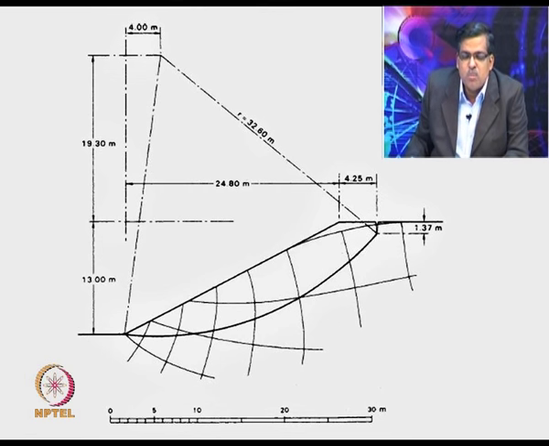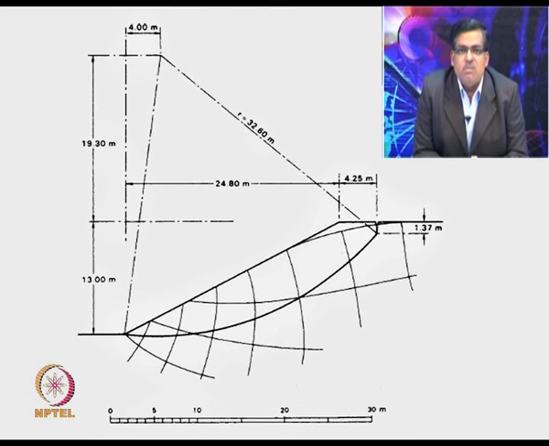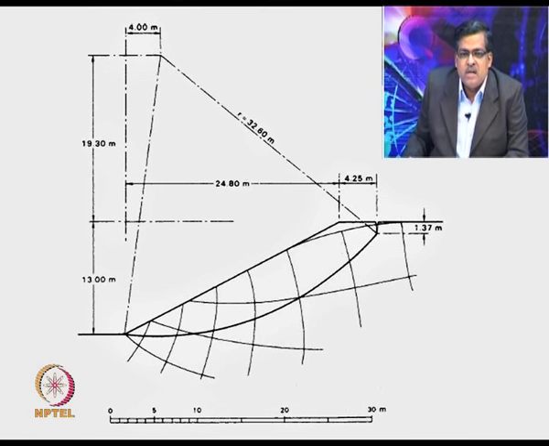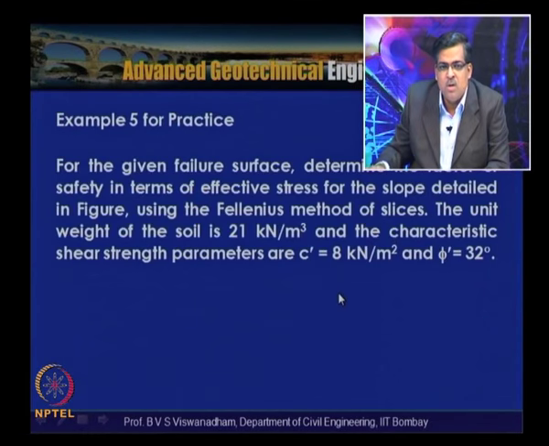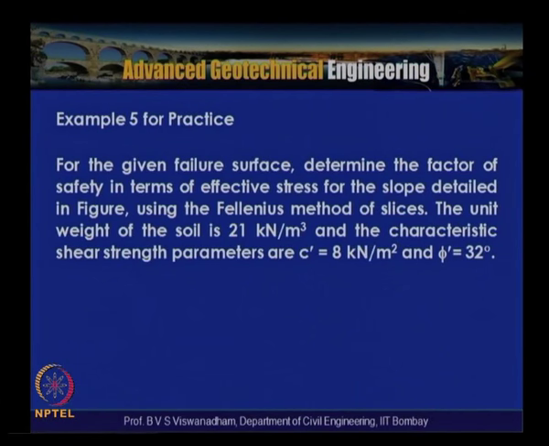This is the entry point, because this portion is already cracked, so there cannot be any generation of mobilized shear resistance. So we select from the tip of the crack to the toe of the slope in this case, and this is the center of rotation. This is the horizontal distance from this point to this point, this height is 19.2 meters, this is 12 meters height, and this horizontal distance is given as 24.8. These are the equipotential lines, and these are the flow lines, given here like this. The scale is given here, and this is after Craig 2004. Using this, for the failure surface shown, this particular example 5 needs to be solved.